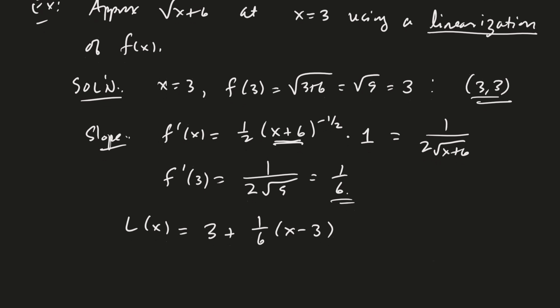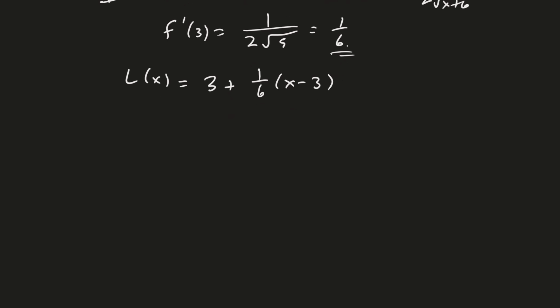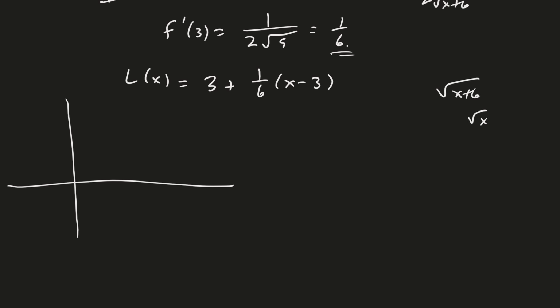Okay, good. So what does this graph look like? If you were to graph the square root of x plus 6, it looks like the square root of x shifted back 6 units. So it's going to look something like this. This is minus 6. And then at 3, we're going to have a line right there. And so the line comes this way.